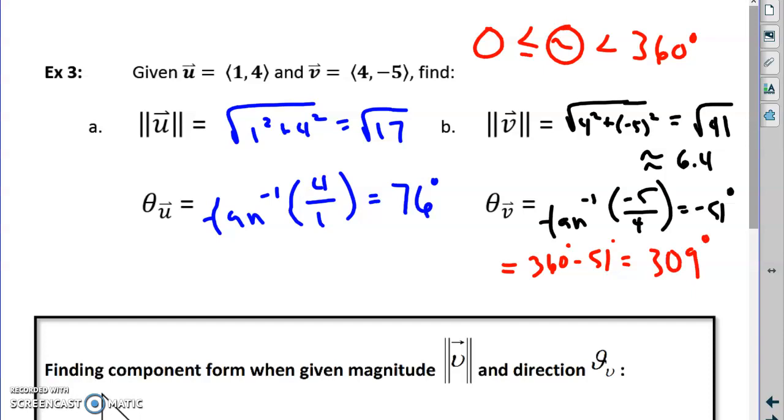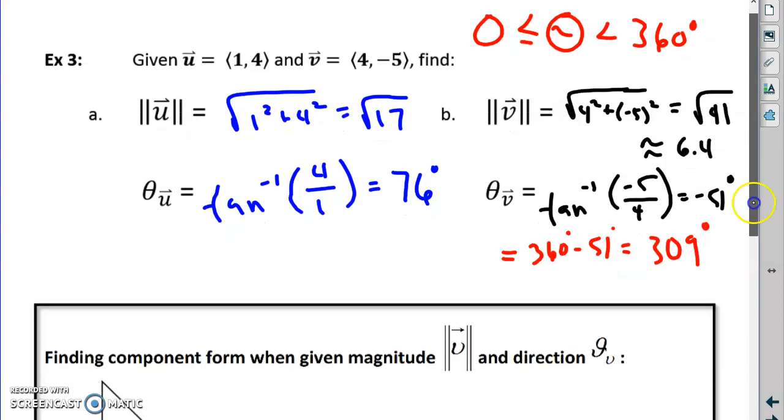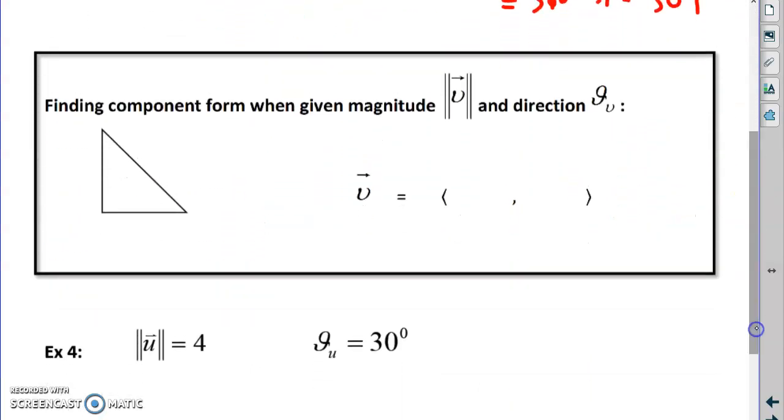So vector v can be named 2 very different ways and describe the exact same vector. Pointed brackets 4, -5, starts at the origin, goes x 4, y -5, or a magnitude of 6.4 with a direction of 309, describe the exact same vector. We know how to go from component form to magnitude and direction. How do we go from magnitude and direction to component form?